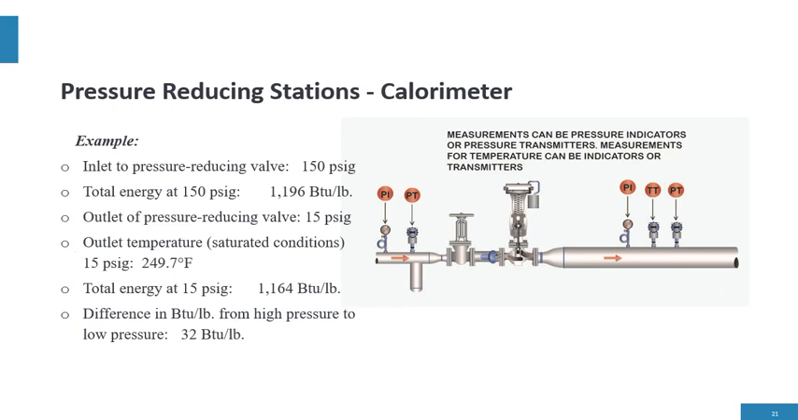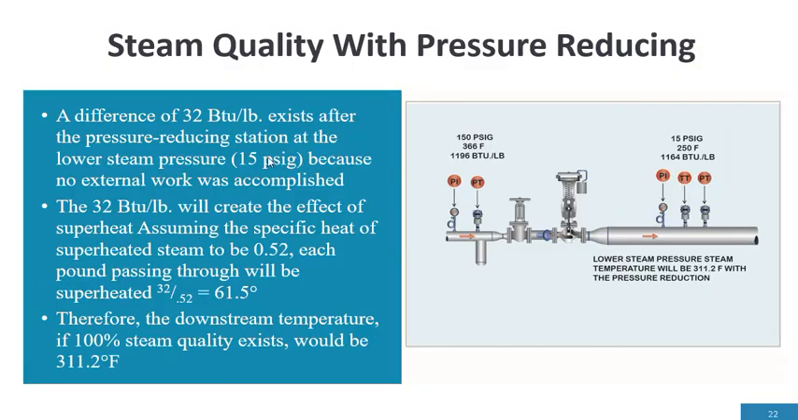Just an example, inlet to the pressure reducing valve is 150 psi, total BTU is 1196. Outlet is 15 psi, which is 249 degrees. The BTU is 1164. This is total BTU. So there's a 32 BTU difference. So where does this BTU difference go? It goes into superheat. The difference of BTUs is 32 BTUs.